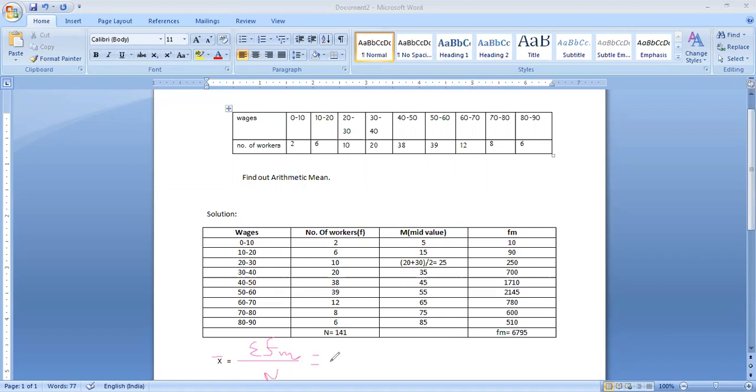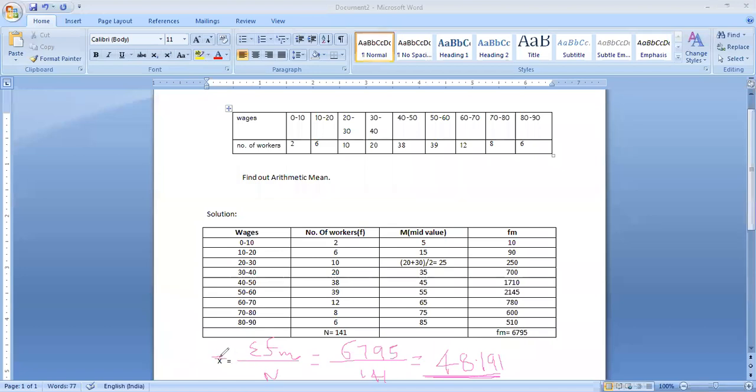This is equal to sigma fm. We have found out the value, 6795. 6795 by 141. What is its value? You please tell me. 48.191. That's all, dear students. This is the arithmetic mean.